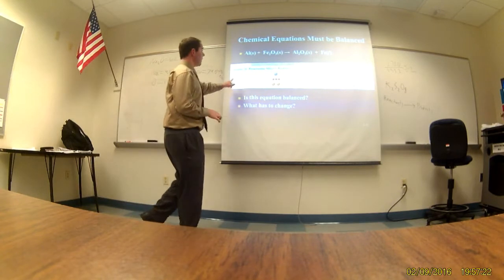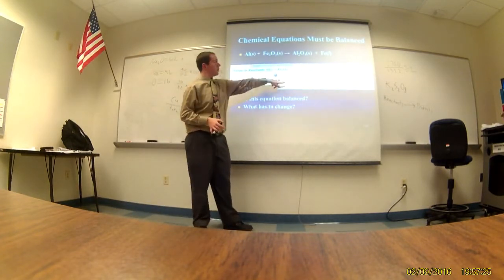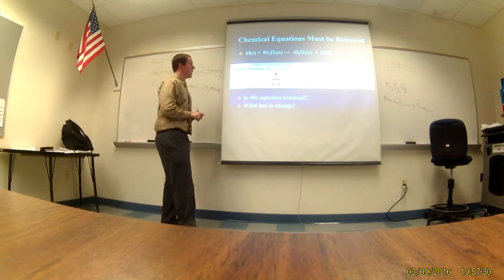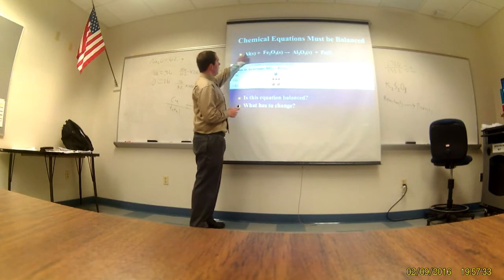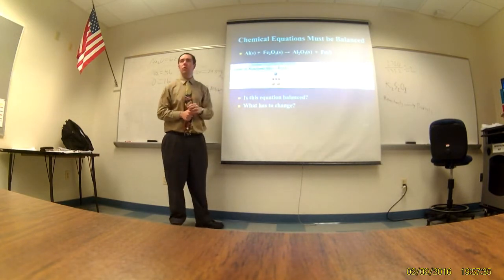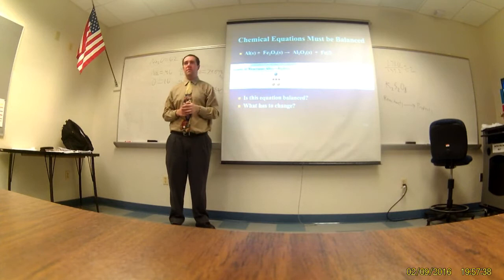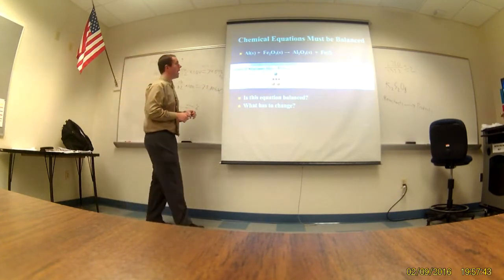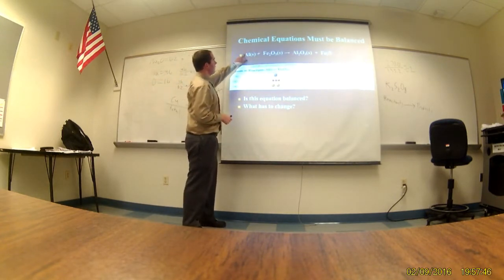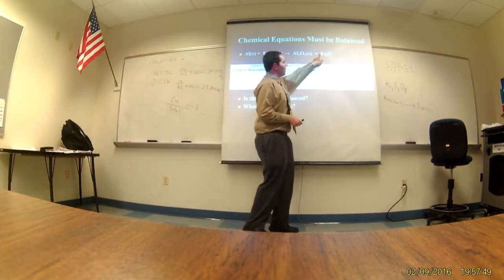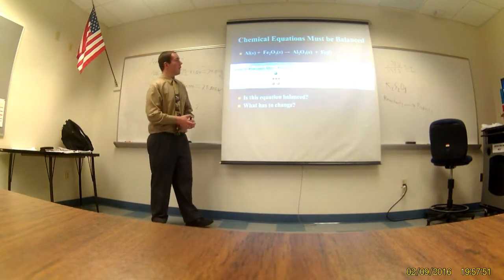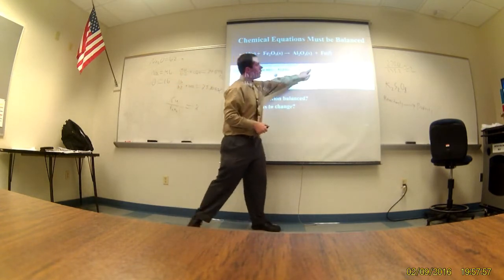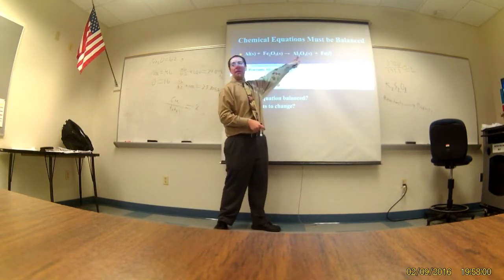No, it's certainly not. The oxygens are okay, but the number of aluminums changed and the number of irons changed. So what we can do is add what we call coefficients. You cannot change subscripts. No matter how tempting it is, you cannot change subscripts. You have to add coefficients, full-size numbers to the left of each thing. And so, we can't cut something in half. For the aluminum, we have 1 on the left, 2 on the right. We can't cut this in half.